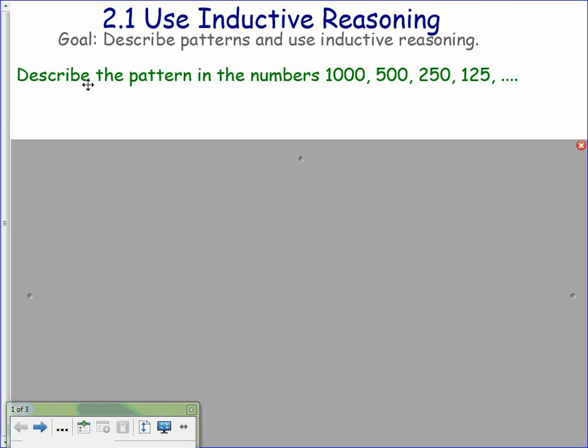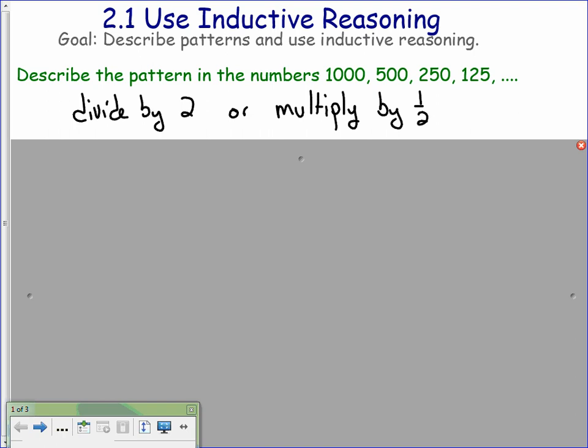Section 2.1, use inductive reasoning. So our goal is to describe patterns and use inductive reasoning. Describe the pattern in the numbers 1,500, 250, 125. You may say that the pattern is divided by 2. Another way of saying this, if I looked at it from a multiplication point of view, would be to multiply by 1/2. Multiplying by 1/2 and dividing by 2 are the same thing.